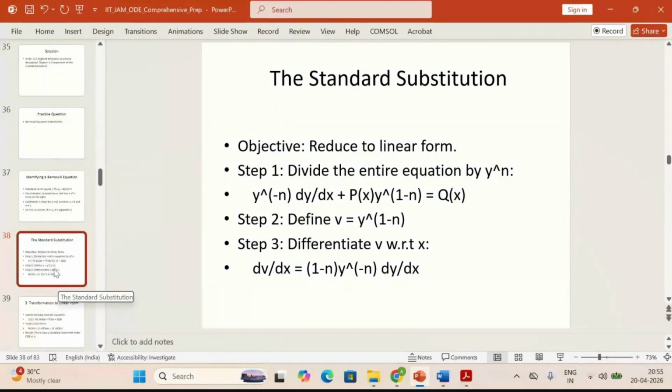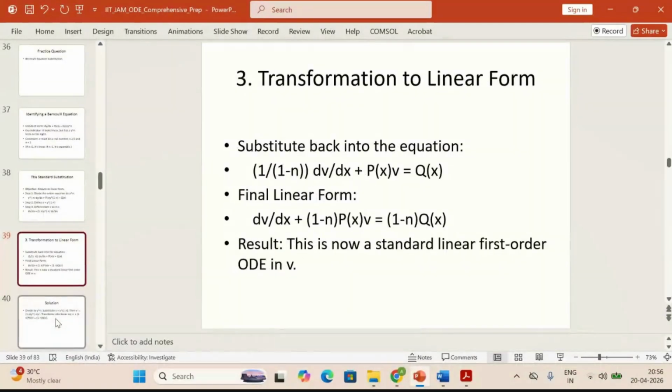Okay. So we divide, as one participant has said, by the highest power, which is y to the power n here, and then we substitute v equals y to the power 1 minus n. This is the substitution that we should do, and then it is immediately transformed into a linear equation in v.